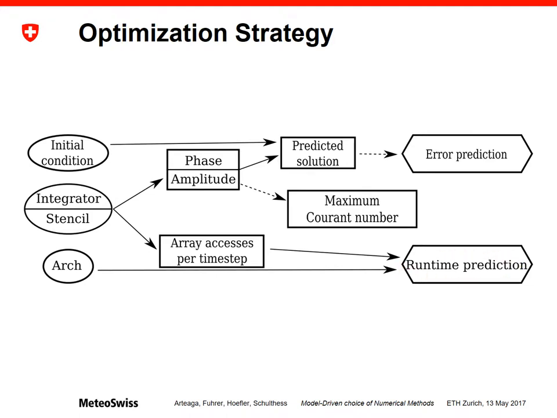We will finally use these two results, the error prediction and the runtime prediction, to perform our optimization by tweaking the configuration of the solver, represented by the grid spacing and the time step size. We could, for instance, constrain the error and minimize the runtime, or we could also constrain the runtime and minimize the error, or we could, of course, also enforce some other kind of optimization goals. In our cases, we constrain the error and we minimize the runtime.